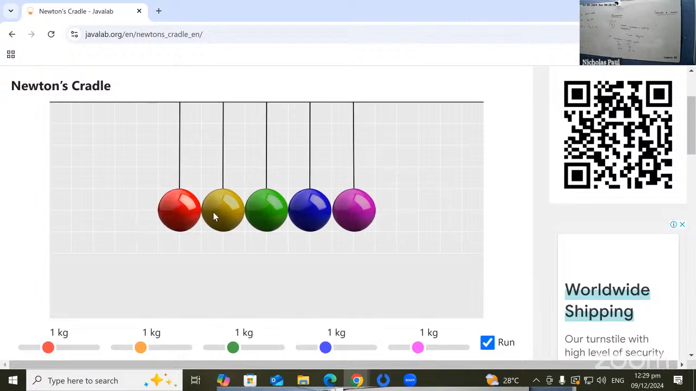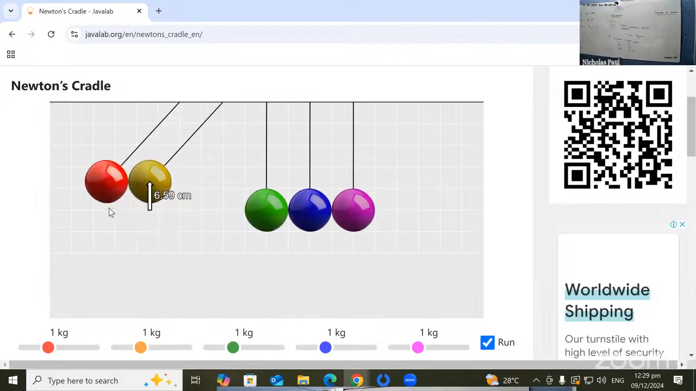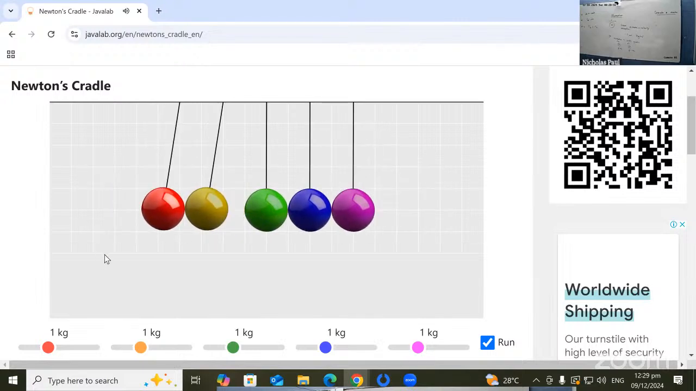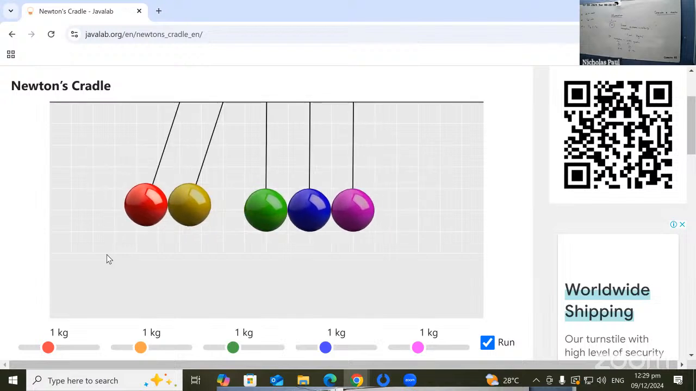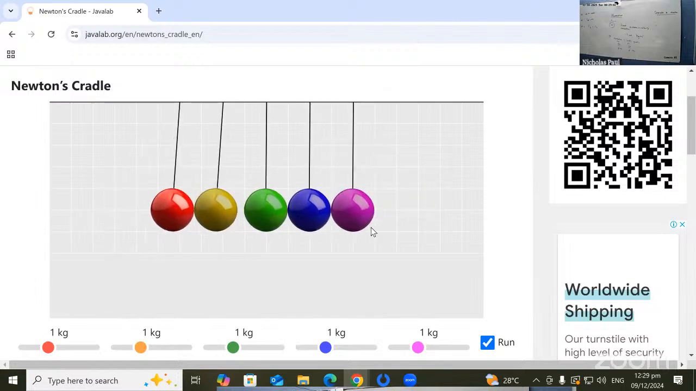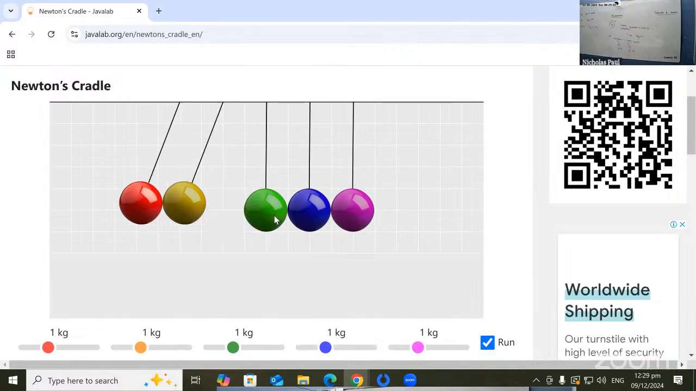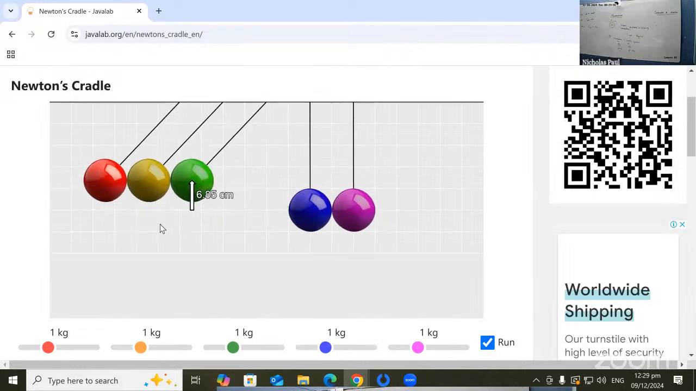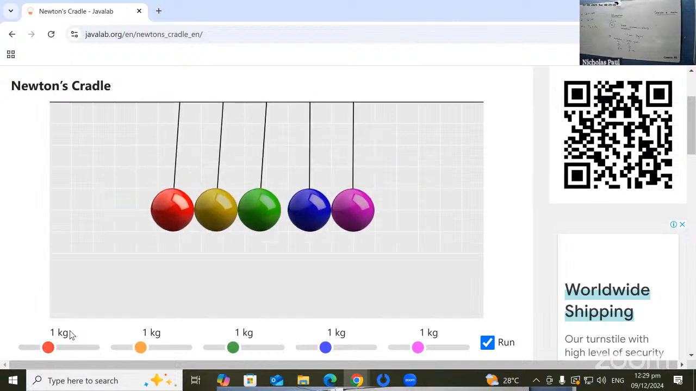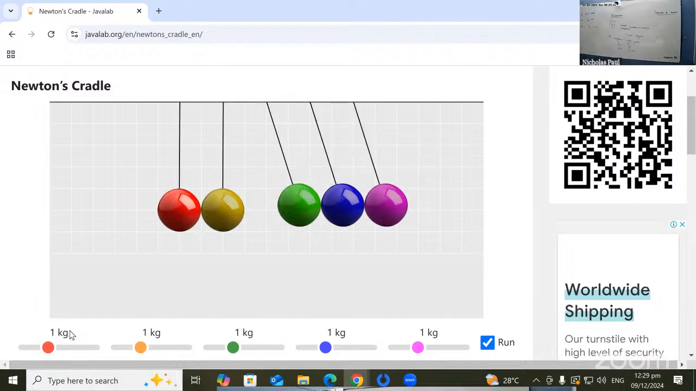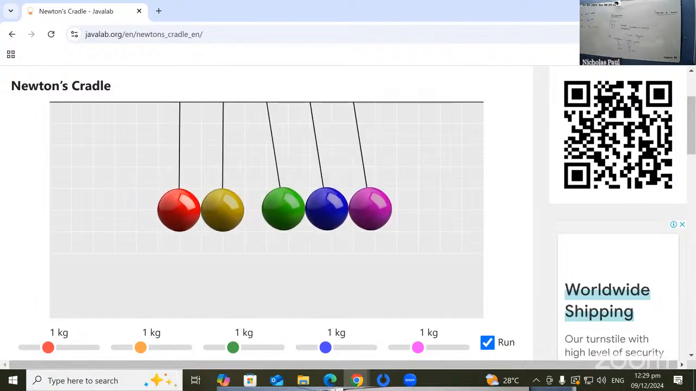If I move two balls before, momentum before equals momentum after. If I move the momentum here and momentum here, it should be the same. If I move three balls, what do you think will happen? Three should move off. Momentum before should always be equal to momentum after. But Rima asked a question, right?